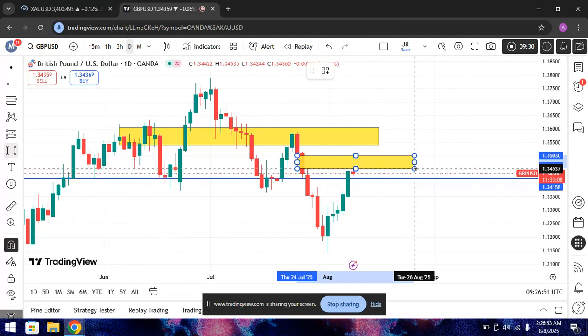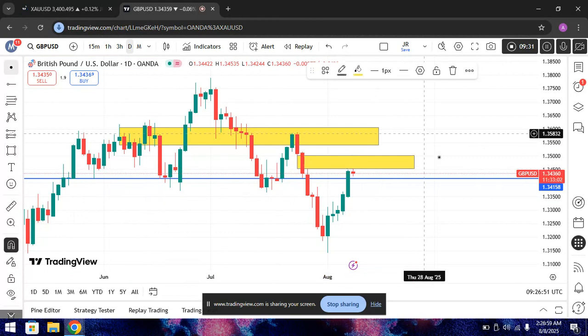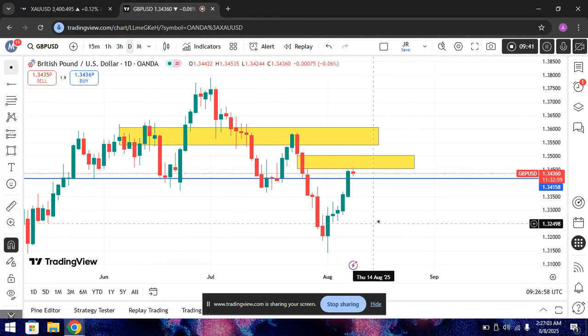So if prices tap into that level, I'm expecting prices to reject. Normally, from this level, I would short. So let's just try shorting from this level. We get this tool here.